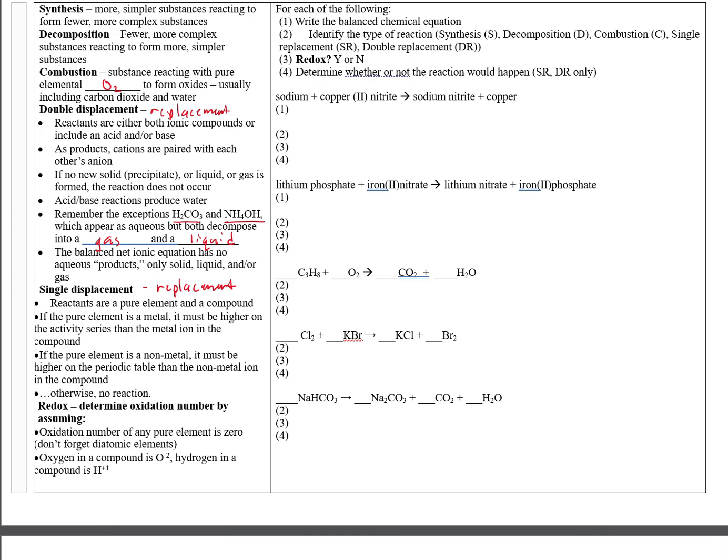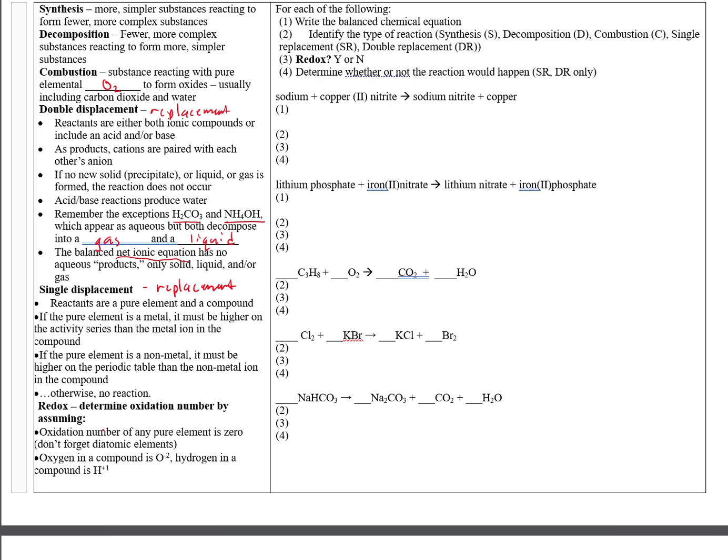In the balanced net ionic equation, we have to be able to do net ionic equations where we cancel out the spectator ions. They should have no aqueous products, only solid, liquid, or gas products on the right side of the arrow in the net ionic equation. Remember single replacement. We have a reactant that is a pure element and a different reactant that's a compound. If the pure element is a metal, it must be higher on the activity series than the metal ion in the compound. If the pure element is a non-metal, it must be higher on the periodic table than the non-metal ion in the compound. Otherwise, there's no reaction.